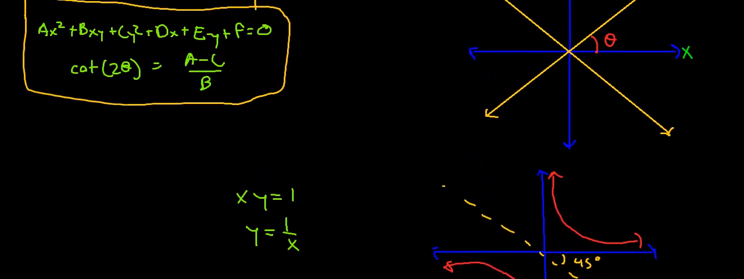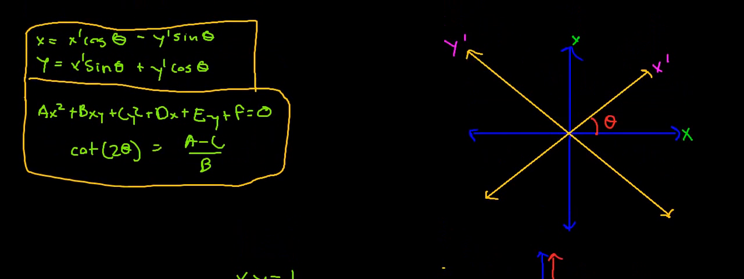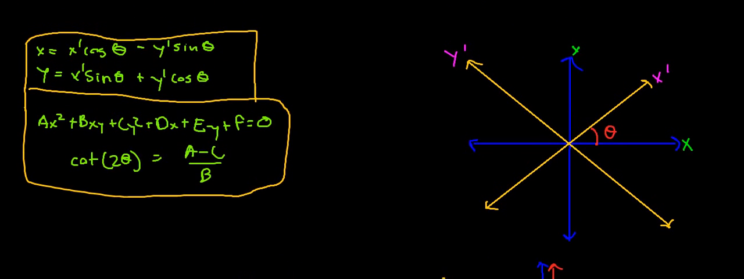And that's where the second formula comes into play, because if I'm not given an angle, how do I know how far to rotate something in order to get something that's easy to work with as far as conics are concerned? Well, I use this formula, cotangent of 2 theta is equal to a minus c over b. And basically what this formula does is it looks for the situation where b is 0.